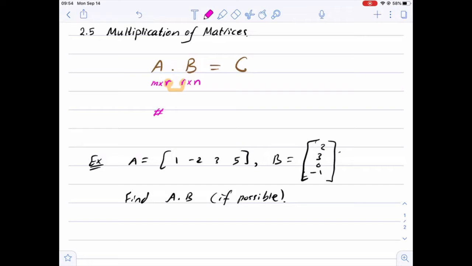If the number of columns of A is equal to the number of rows of B, I mean the inner numbers are the same, then we can multiply. Now the resulting matrix C has order M by N, or size M by N, the outer numbers. The outer numbers are M and N.